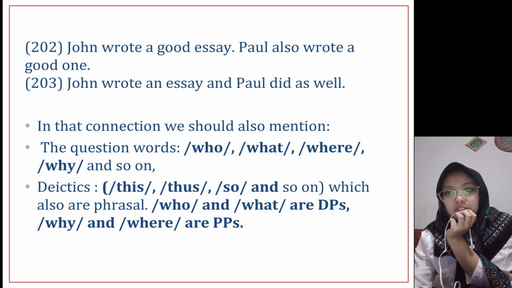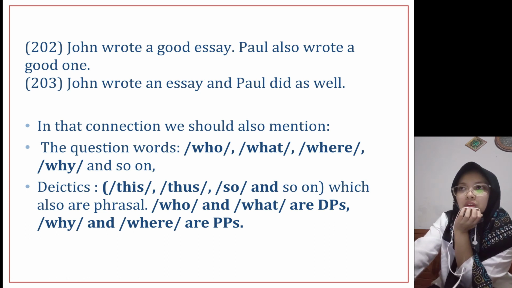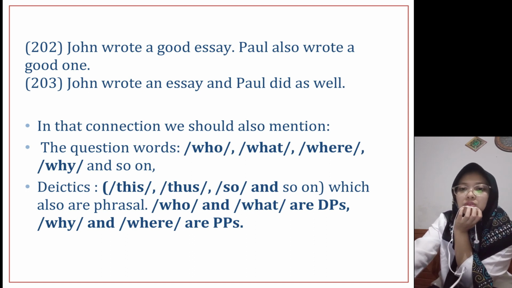In that connection, we should also mention the question words. When we want to write down some sentences or to combine two sentences, we can also use the question words such as who, what, where, why, and so on. And also the demonstratives such as this, those, so, and so on, which are also phrasal. And then who and what are determiner phrases, while why and where are prepositional.